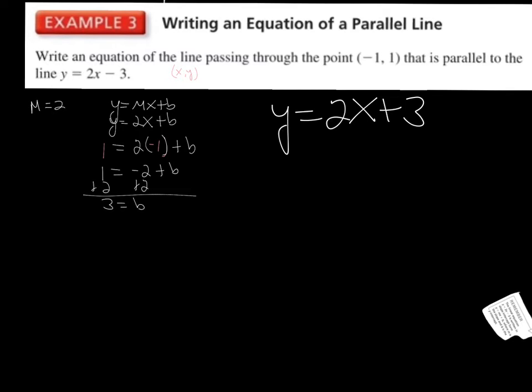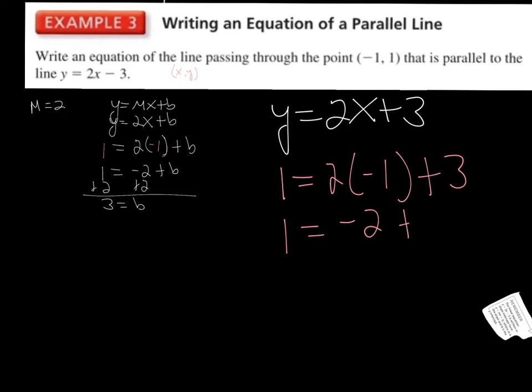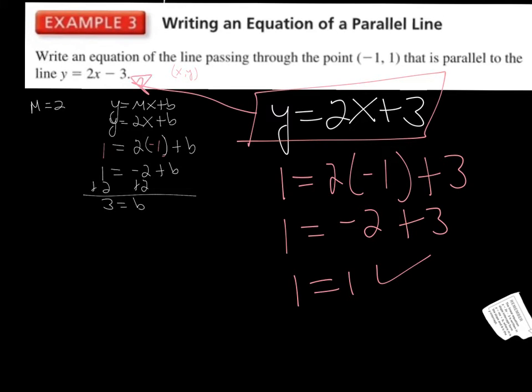So if you were to take this and graph it, we would know that it would go through this point. And how do you know? Well, you could check it. You could plug those values right back in, and it should work for both sides. So 1 equals negative 2 plus 3. 1 does equal 1. So I know it will go through that. So this equation right here is parallel to this equation. Well, how do you know? Because of the slopes. The slopes are the same.